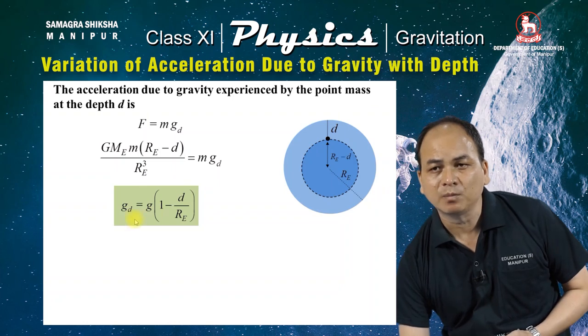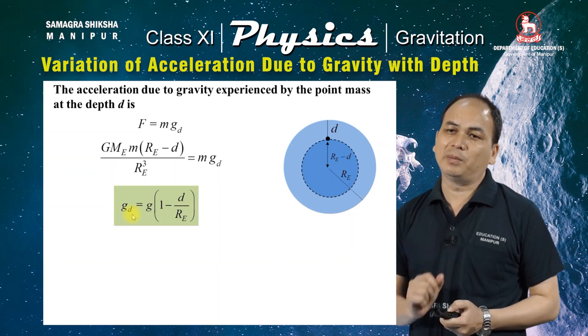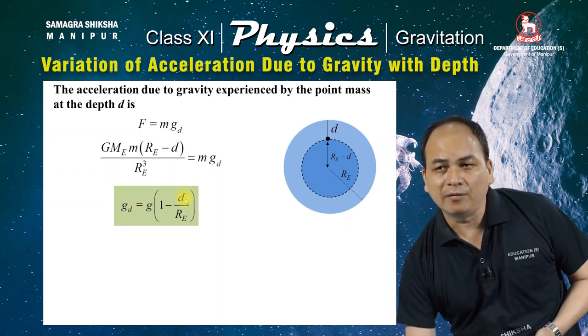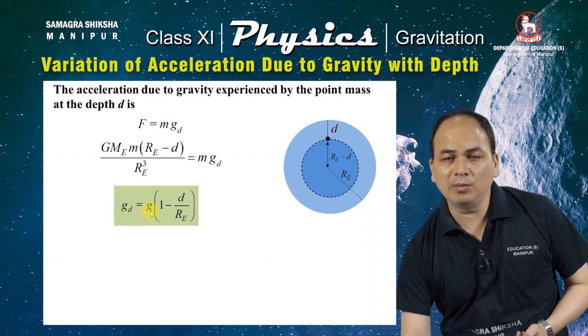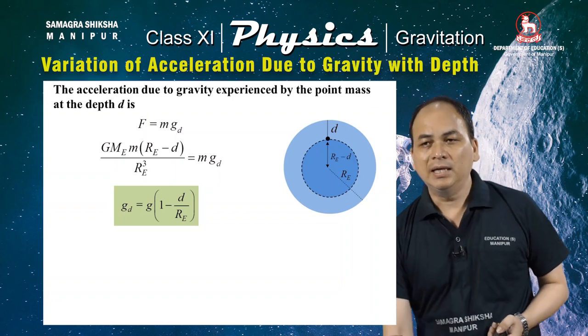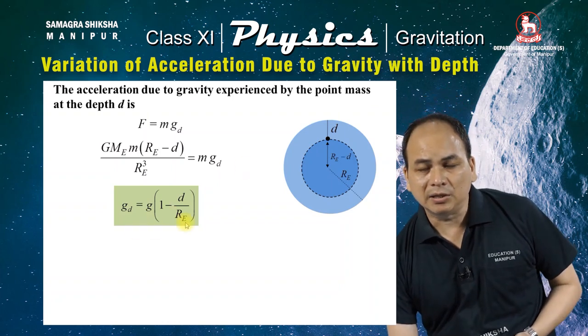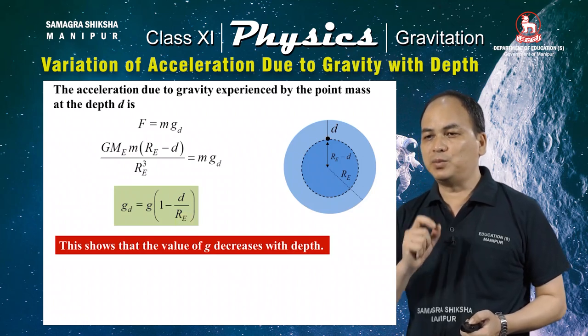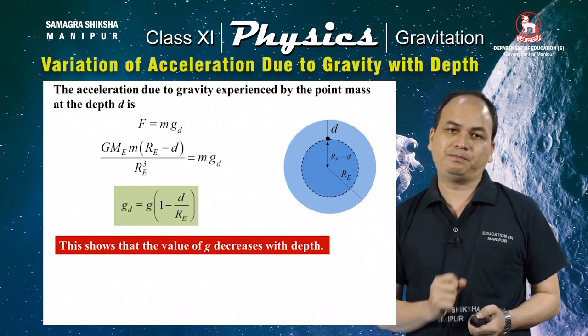Now g_d is the variation of g, the variation of g with depth. This g will give you the value of g on the surface of the earth. So you will find this shows that the value of g decreases with depth.